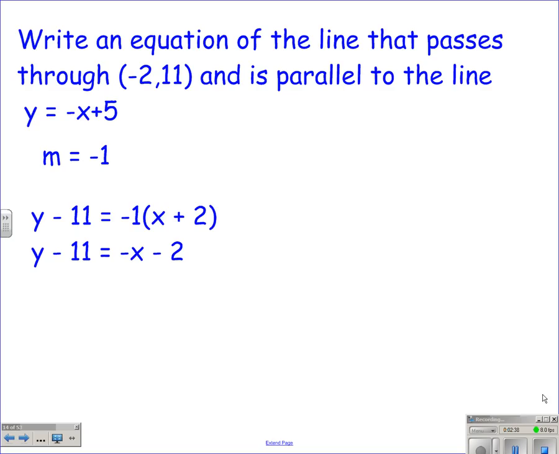And then let's put this in slope-intercept form. We'll have y equals negative x plus 9. That's a negative 1 times x plus 9. This equation, again, is parallel to the given equation that we had because their slopes are the same. And it goes through the point negative 2, 11 because we used that point in order to come up with the equation.